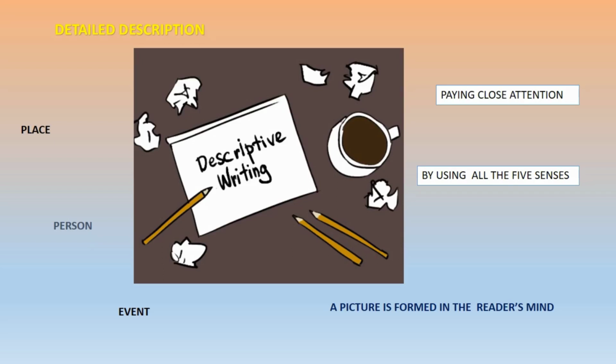So, what is descriptive writing? It's a type of writing that is meant to describe a person, place, or event in great detail. Capturing an event through descriptive writing involves paying close attention to the details by using all of your 5 senses. You describe a person, place, or thing in such a way that a picture is formed in the reader's mind.